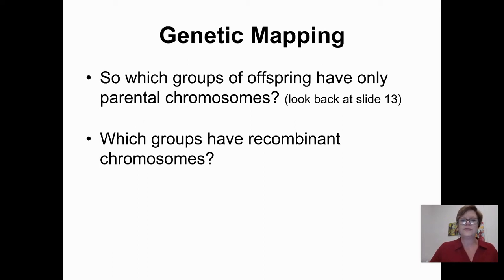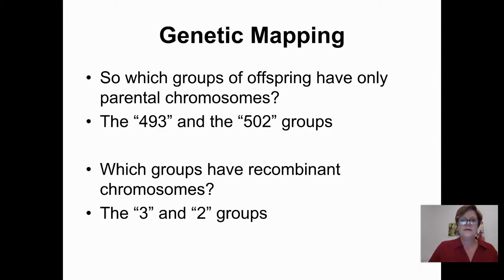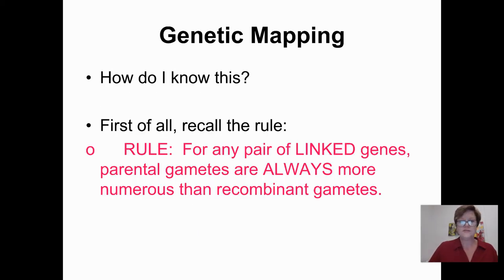All right. So what we're going to do to figure out the distance between the genes, we're going to look at the groups of offspring and see which ones have parental chromosomes and which ones have recombinant. The way we do this is the largest group numbers must, by definition, have the parental allele combinations. And the smallest numbers have the combinations that are crossover combinations. How do I know this? Because the rule is for any pair of linked genes, in this case, gene Y and gene W, gametes with parental allele combinations will always be more common than recombinant gametes.